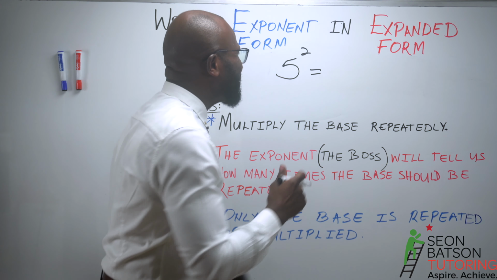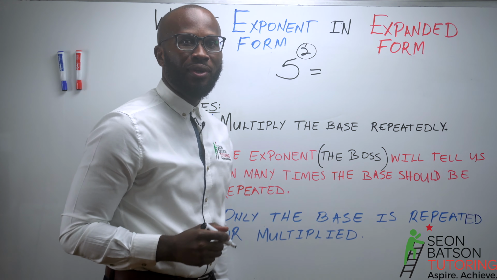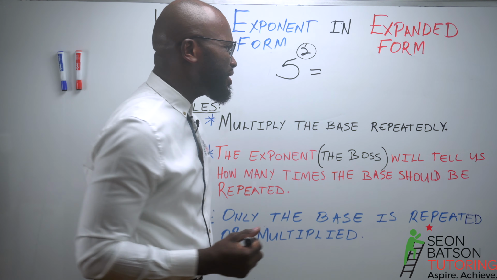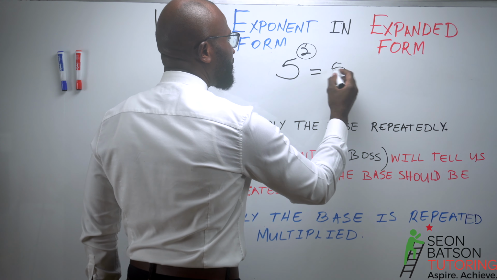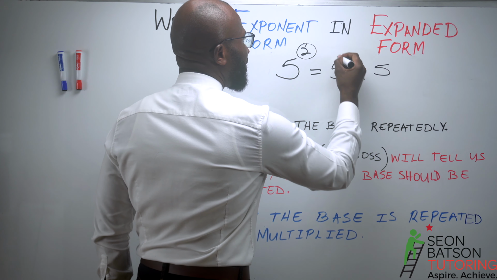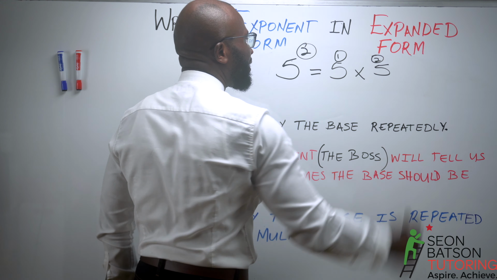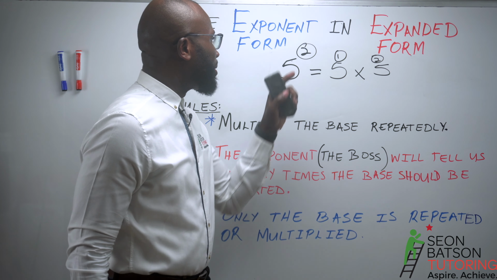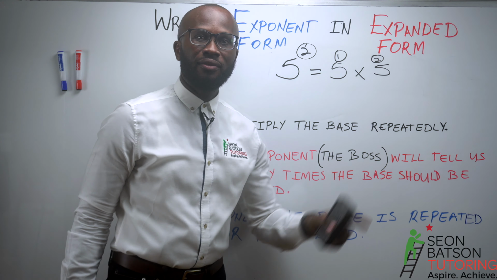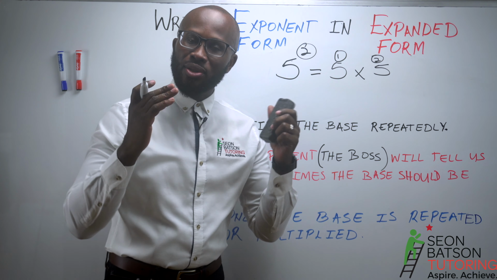Very good. 2 times. Yes. Why 2? Because the exponent is 2. Very good. So we only need 2 5s. So 5 to the second power is equal to 5 times 5. You guys are so smart.